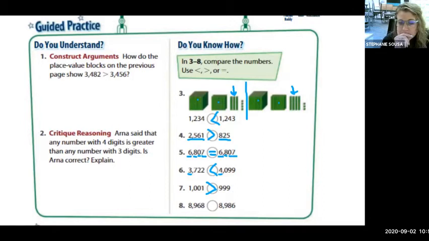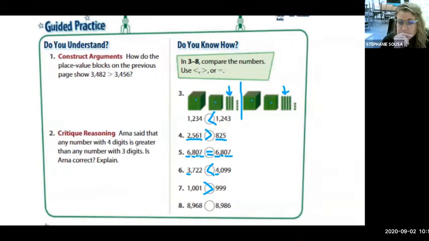All right, the last one on this practice page that we're going to do together is 8,968 and 8,986. And I'm going to click this link here to move my tools, get them out of my way temporarily, so that I can compare these numbers.